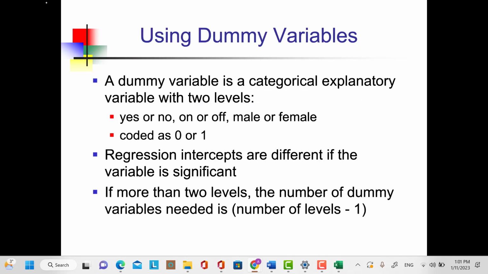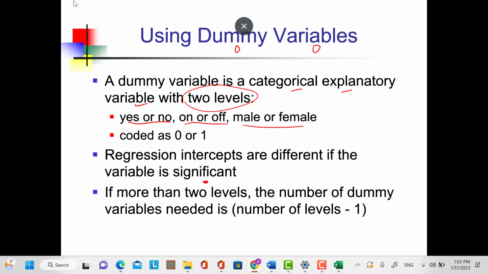So we call this categorical independent variable a dummy variable. A dummy variable is a categorical independent variable with a minimum of 2 levels, like yes or no in multiple choice answers, on and off, male and female, like gender, and we just code it as 0, 1, right? If one of them is 0, the other one will be 1. And regression intercepts are different if the variable is significant.